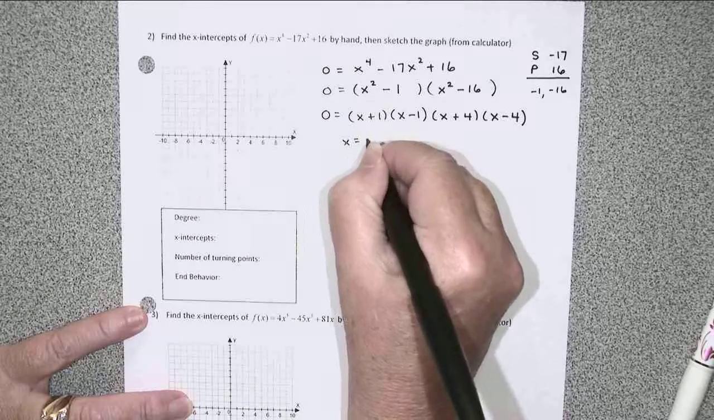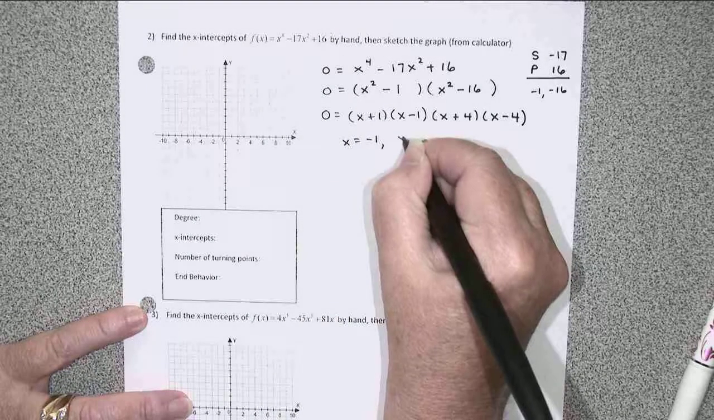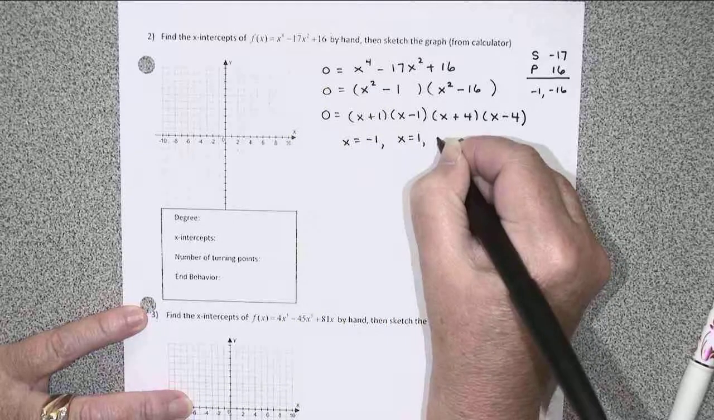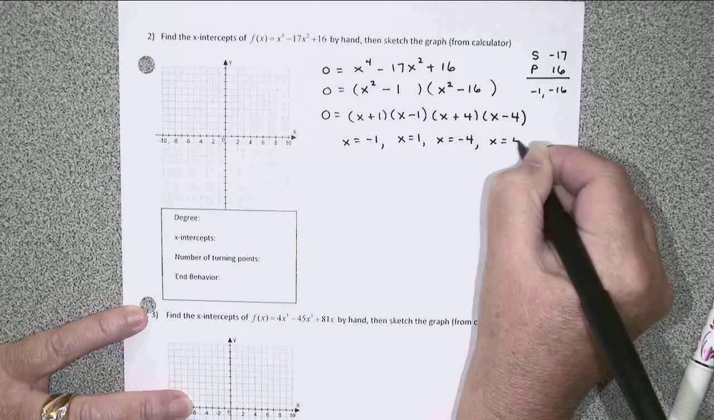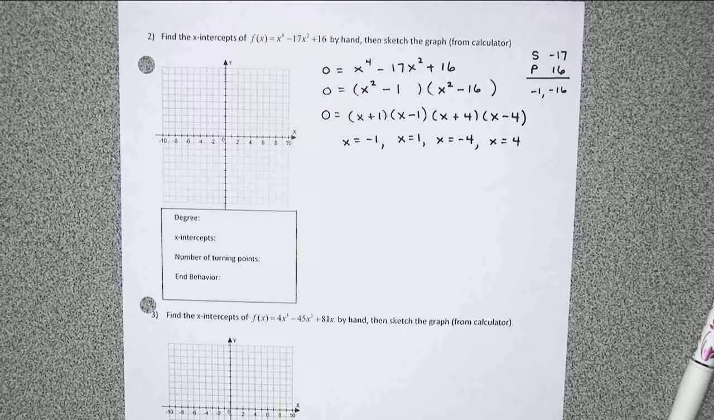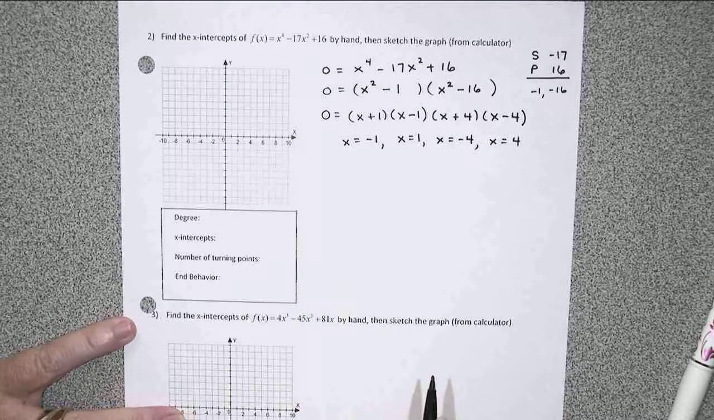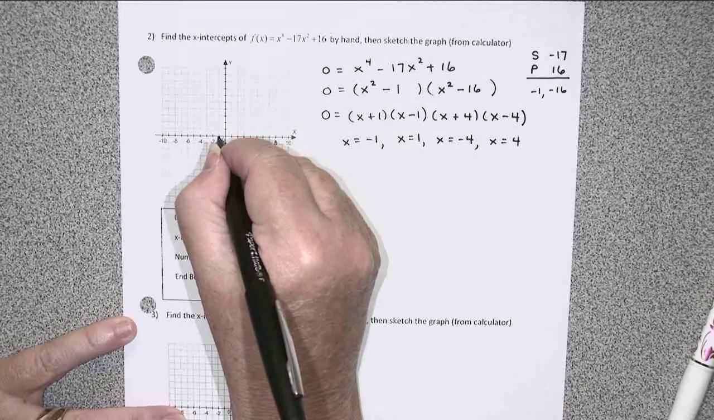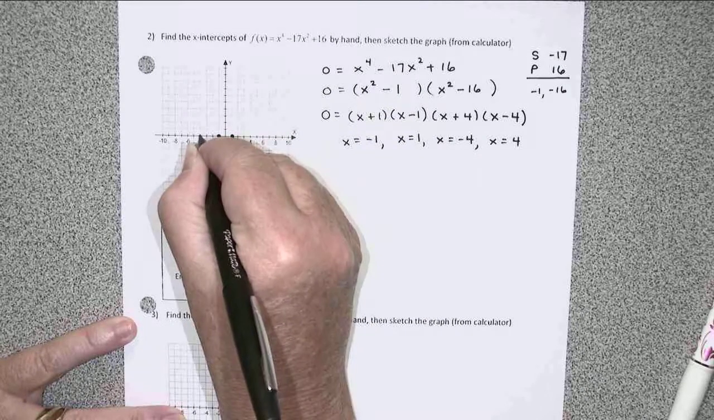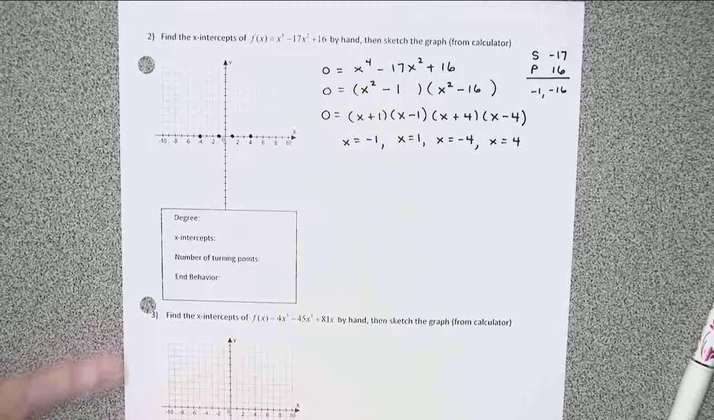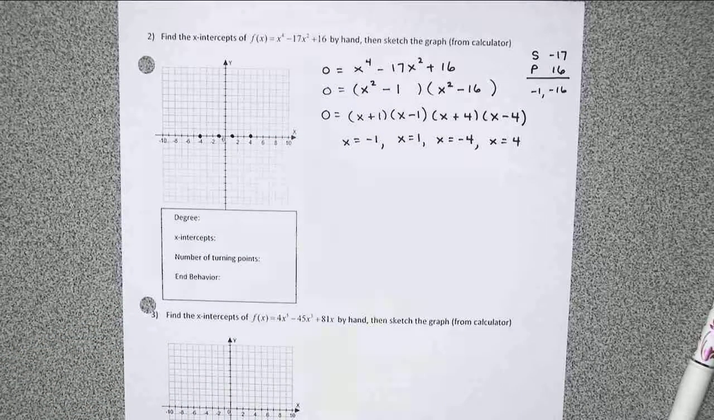That's going to give me x equals -1, x equals +1, x equals -4, and x equals +4. Those are all of the zeros, or x-intercepts. So let's go ahead and put those on there. There are the x-intercepts on my graph.